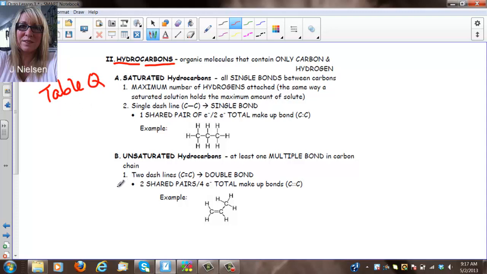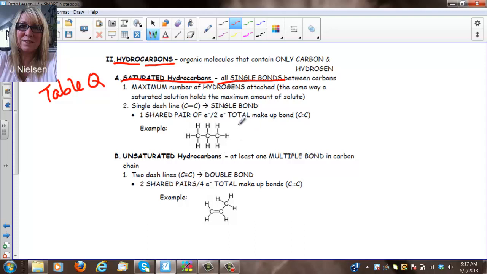Okay, there are examples of saturated and unsaturated hydrocarbons, which we're going to talk about: alkanes, alkenes, and alkynes. Now, you will not find the word saturated anywhere on your reference table, nor will you find the word unsaturated. So you have to memorize saturated hydrocarbons, all single bonds. So here you have an example of a saturated hydrocarbon. It's saturated because it has all single bonds, and it's a hydrocarbon because it contains only hydrogen and carbon.